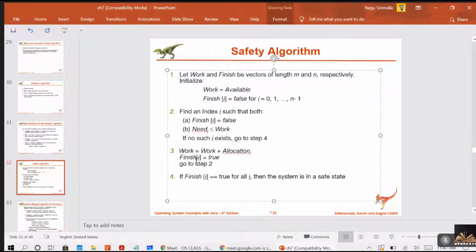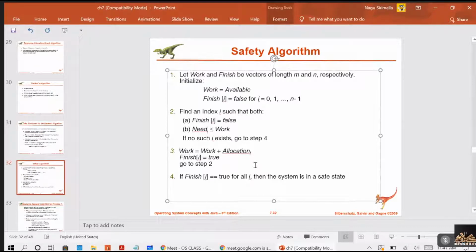What is the third step? Work is equal to work plus allocation. And if one process released the resources, now what will available become? Available plus allocation. That means if one process is releasing the resources, those resources will be added to the available resources now, because that process completed and it released its resources. Right? You are getting me?